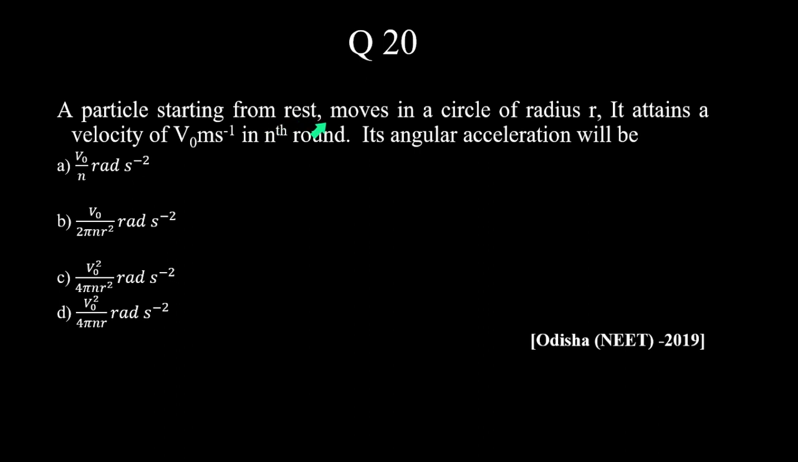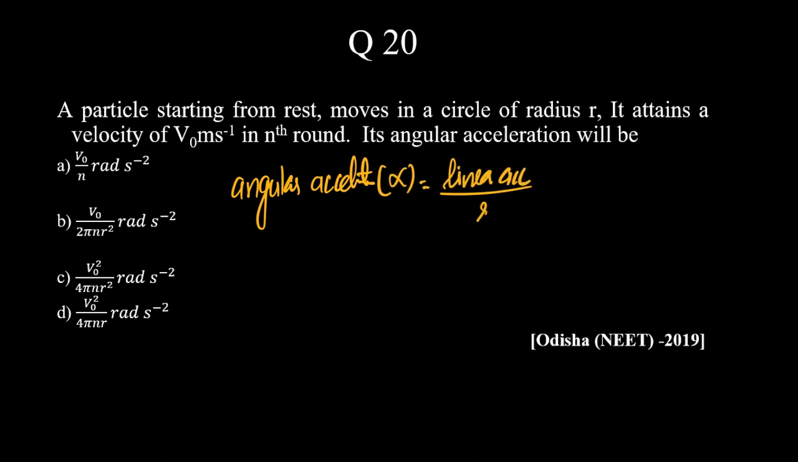A particle starting from rest moves in a circle of radius r. It attains a velocity of v0 meter per second in nth round. Its angular acceleration will be? See, the moment we say angular acceleration, we know angular acceleration alpha is nothing but linear acceleration a by r. So we've been asked to find out the value of a by r, or alpha.